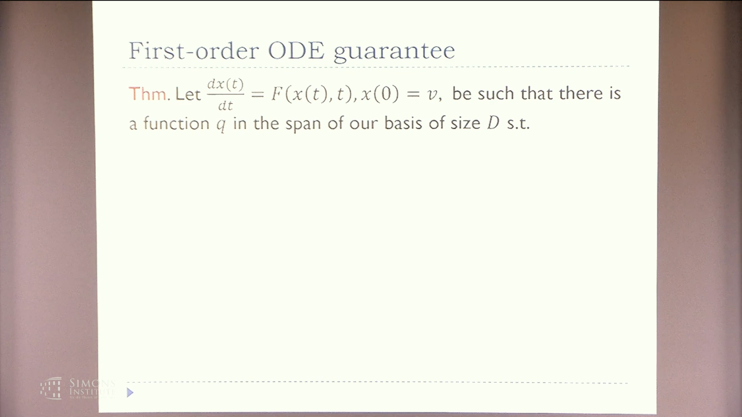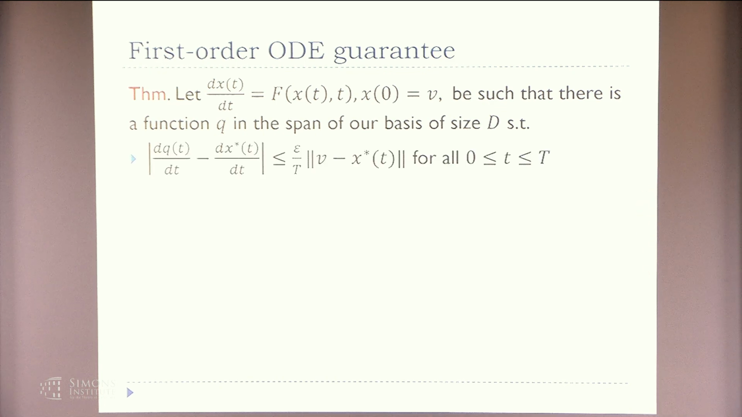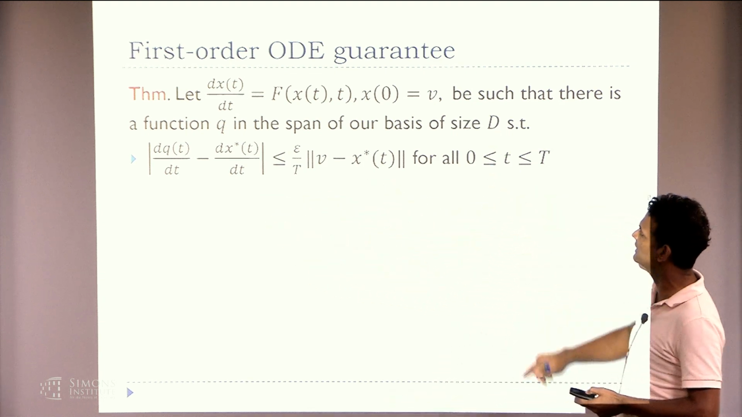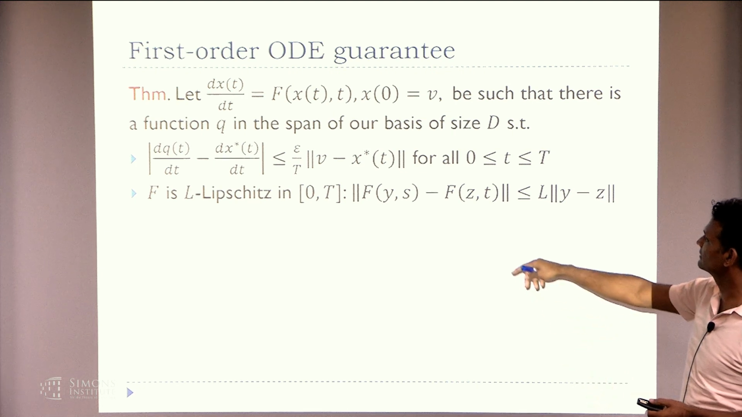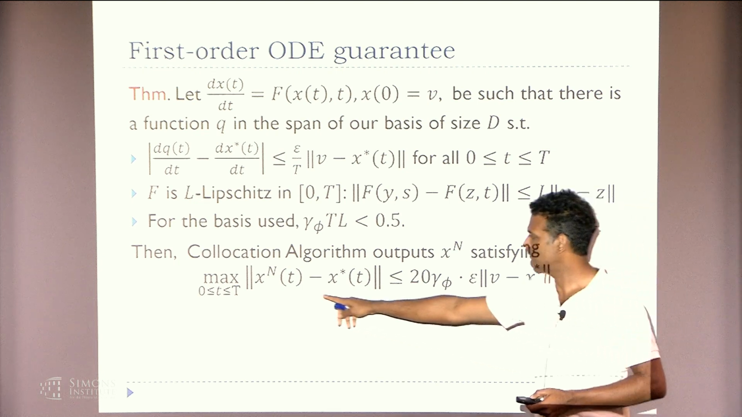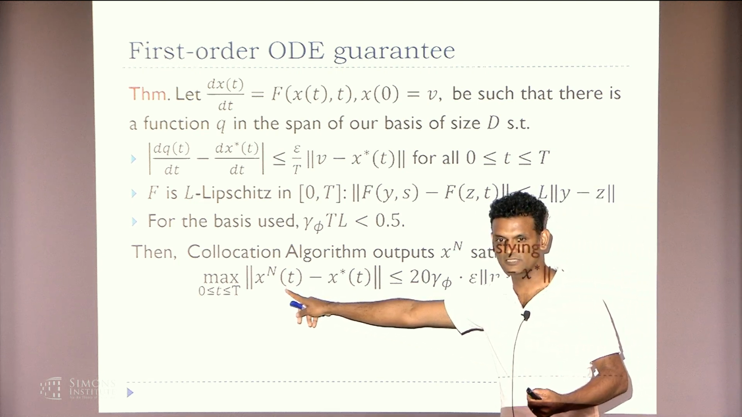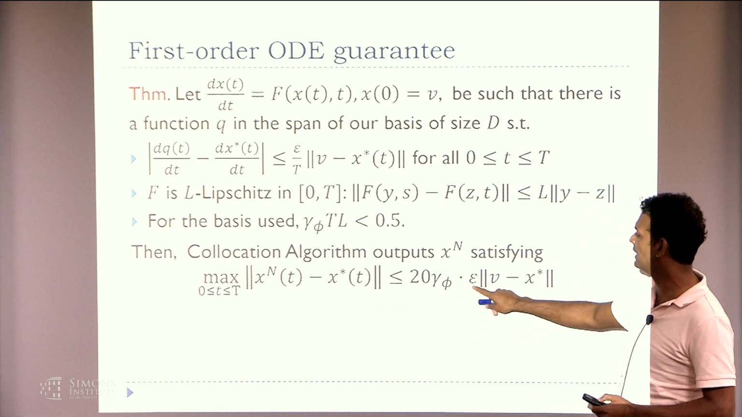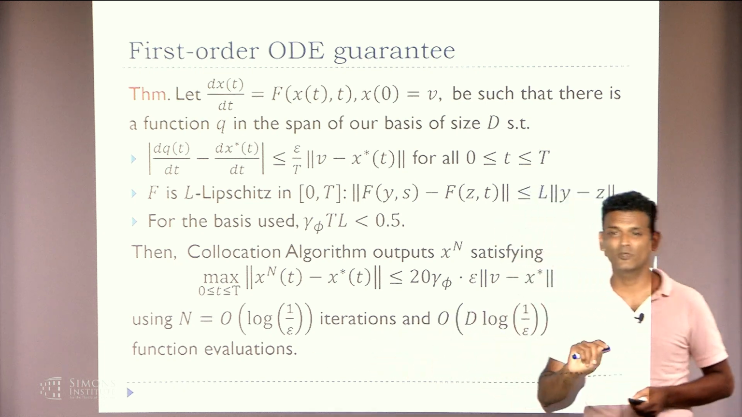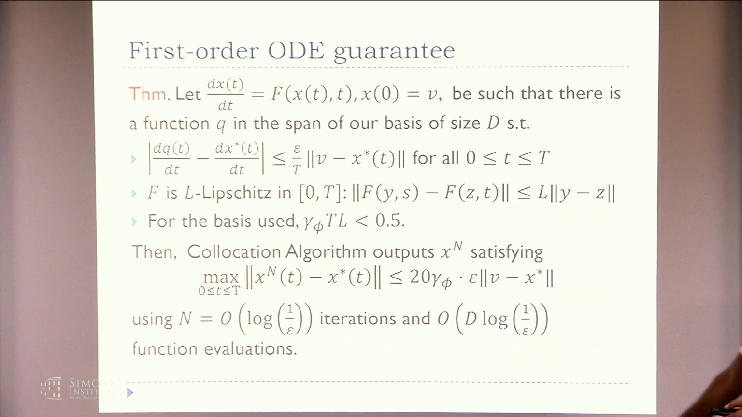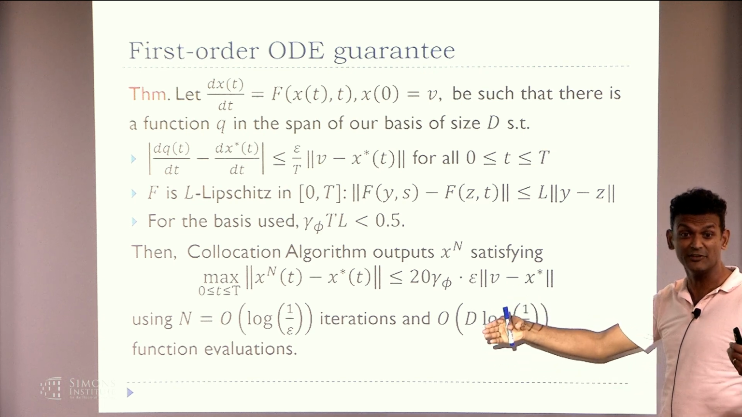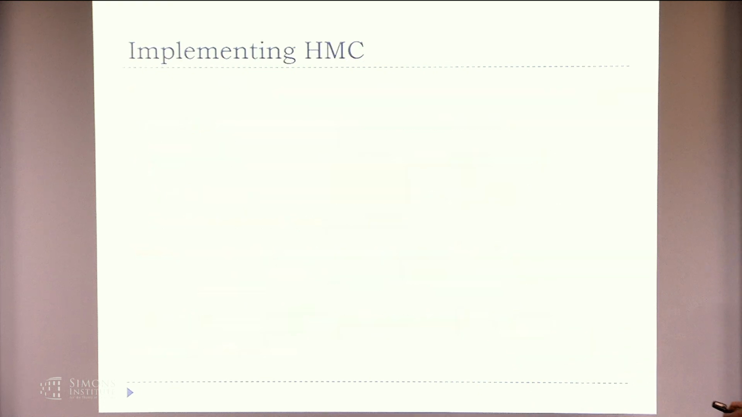Okay, so this is the guarantee you get. If you started with that first order ODE, and you assume that there was a good polynomial approximation using a basis of size d, then if you started with any Lipschitz function, the collocation algorithm finds you a solution, obviously a polynomial, because that's what it's finding, whose error is as small epsilon as you want. And the running time, the number of iterations, is only log 1 over epsilon. That's it, log 1 over epsilon. Each iteration has d function evaluations, where d was the degree of the polynomial, the number of basis functions.